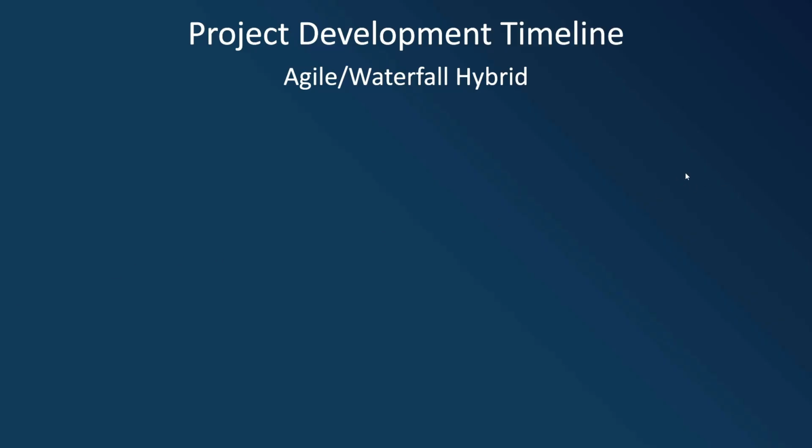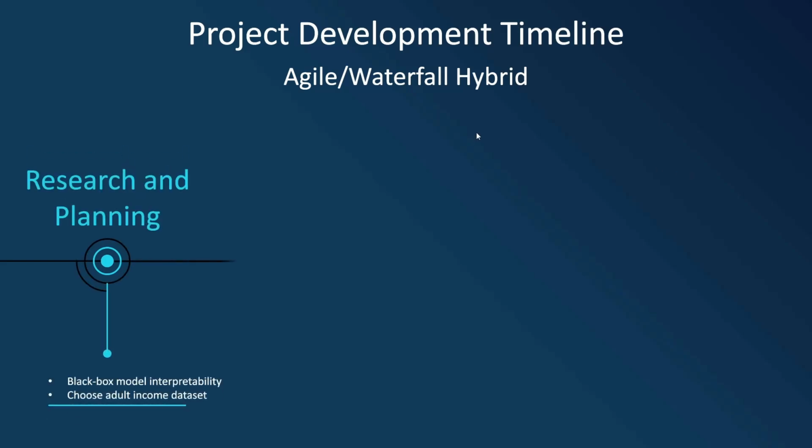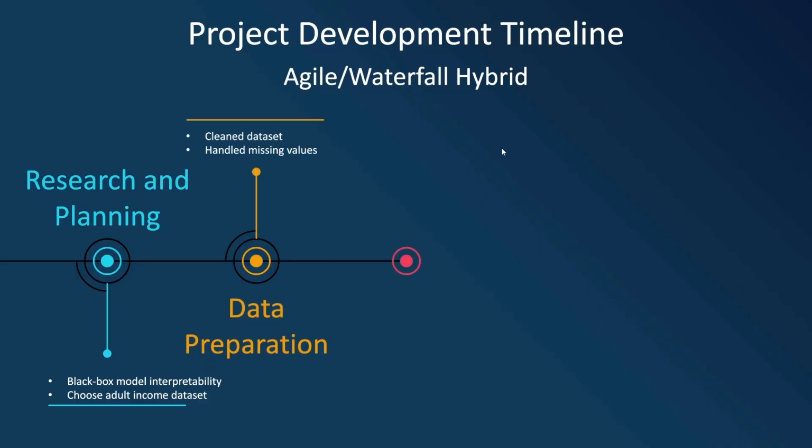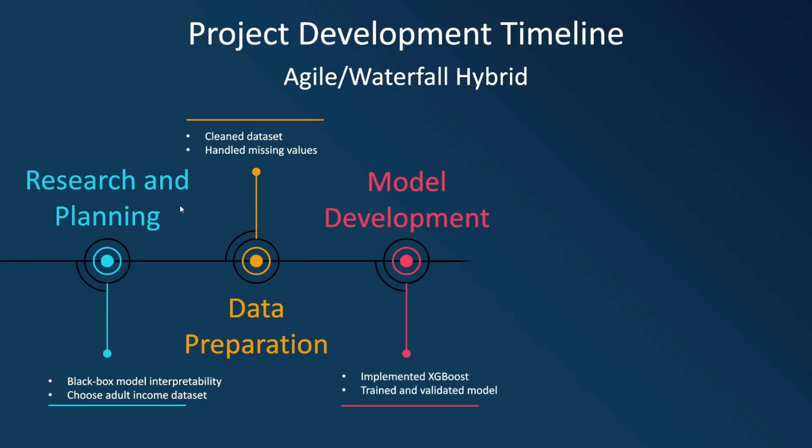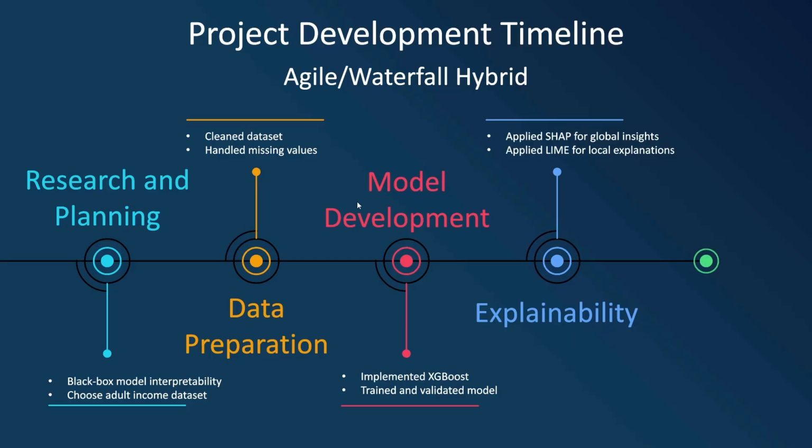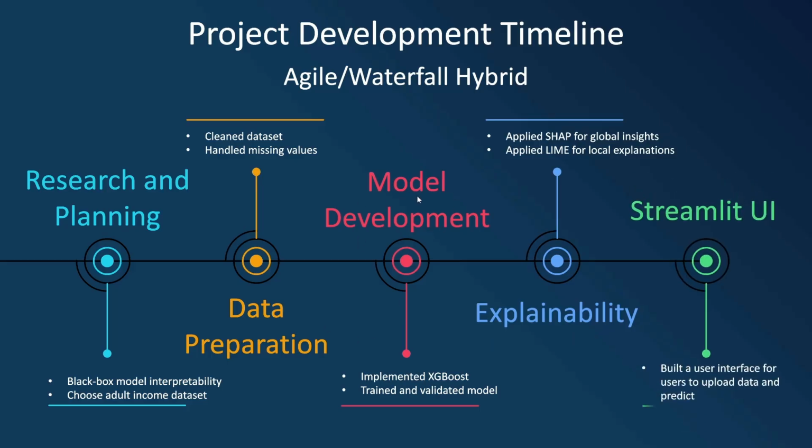And then this is our project development timeline. We went with an agile/waterfall hybrid, meaning that the bulk of the beginning of our project, we spent researching and planning the entirety, and then we went through multiple sprints to actually develop the system. Our researching and planning included what a black box model was, how to interpret it, choosing our data set, and choosing which algorithm to use for our model.